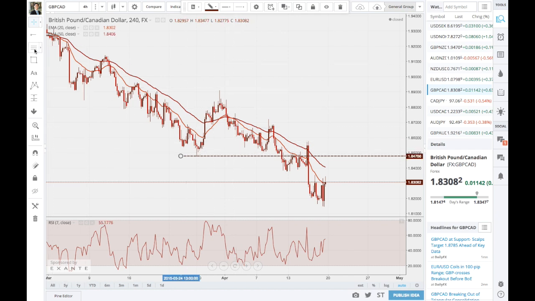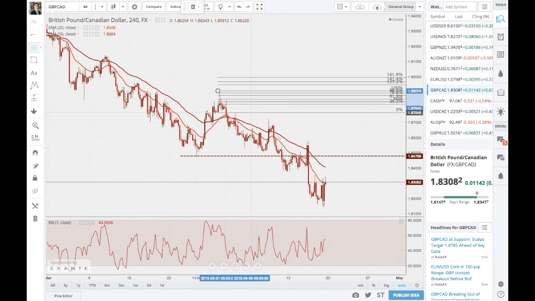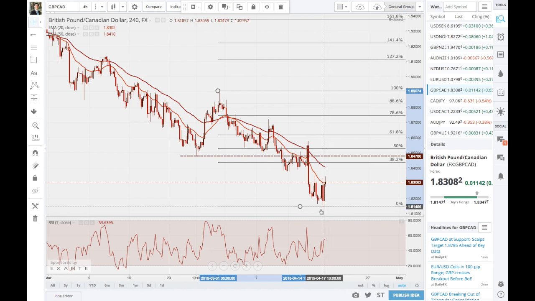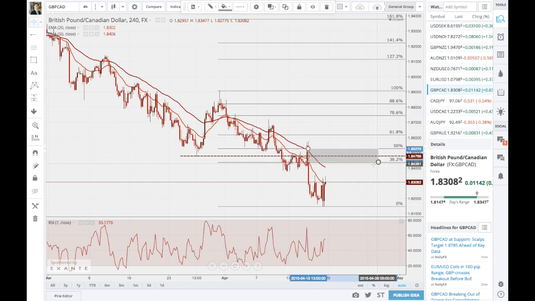So what we want to do is find this structure level and at the same time find Fibonacci confluences. If you pull from the top to the bottom of where price has made recently, you can see that this structure level coincides with your 38.2 and 50% retracement. If you draw a zone, this will be the zone that I'll be interested in. Should price come back towards this level, I'll be looking for a shorting opportunity.